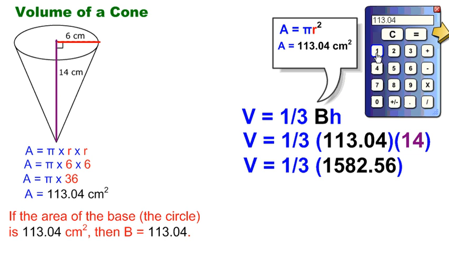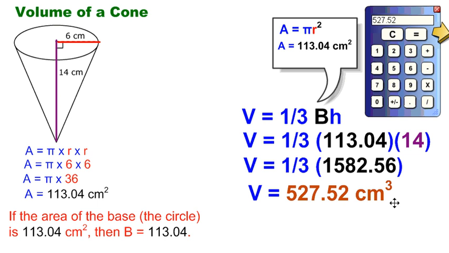I'll multiply that times 14. That gives me 1,582.56. That's where I got this number. And then finally, I'll just hit divided by 3. And that gives me 527.52 centimeters cubed. And that's how much ice cream would fit in our cone.